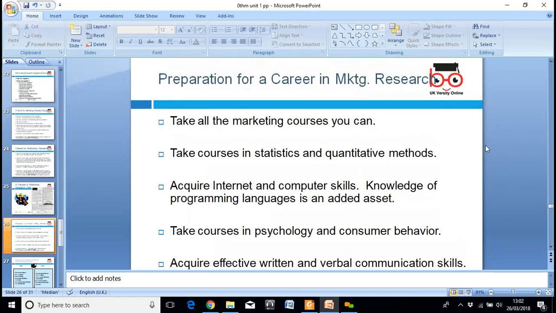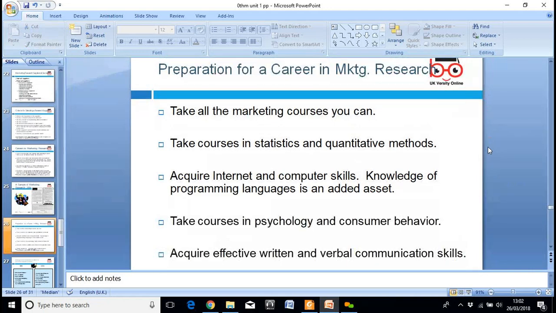So to prepare for a marketing career, you would have to take all the marketing courses you can, take courses in statistics and quantitative methods. There are two, quantitative and qualitative. Quantitative is lots and lots of data to produce the effect. The other is specific data of high quality to actually produce the way you want it. So there are different methods of collecting those statistics.